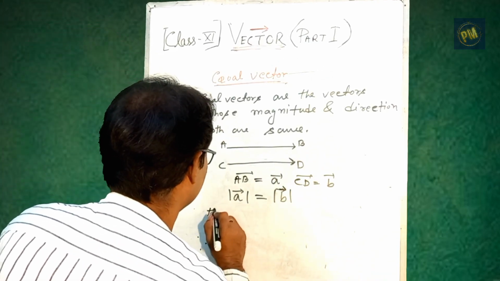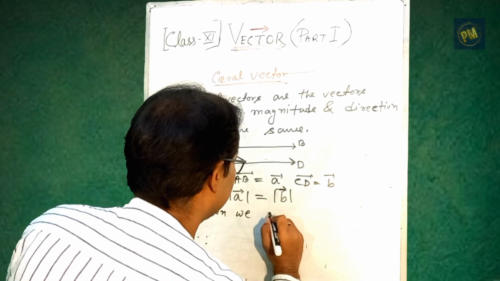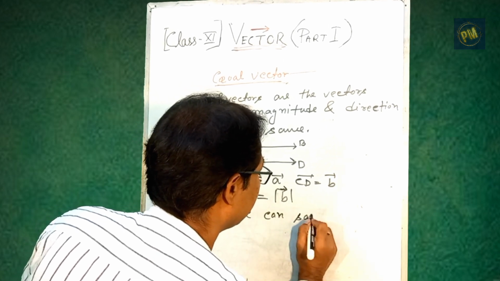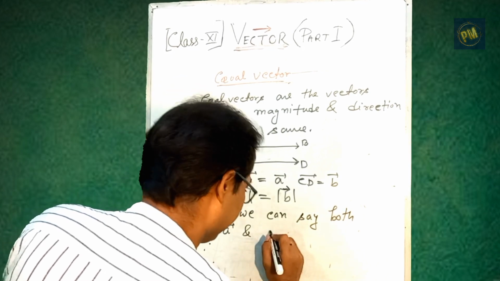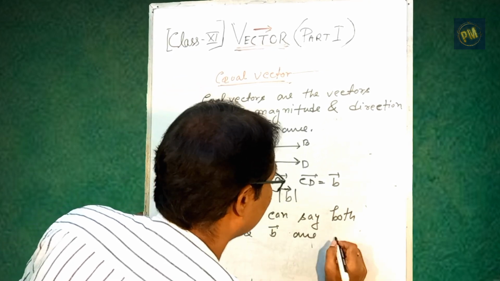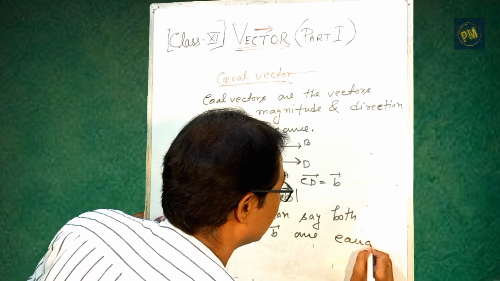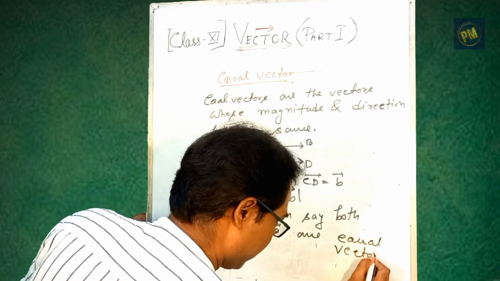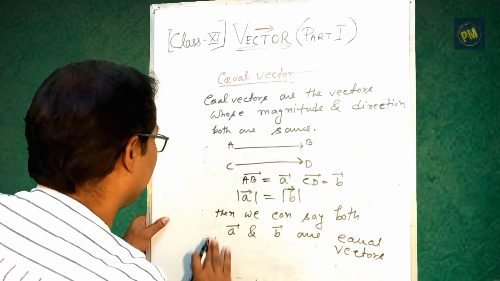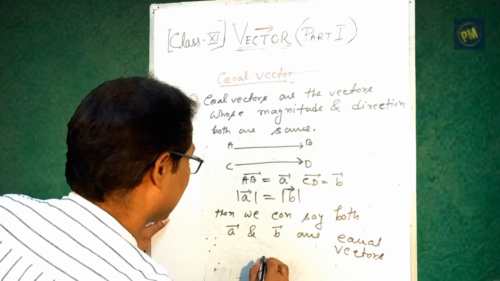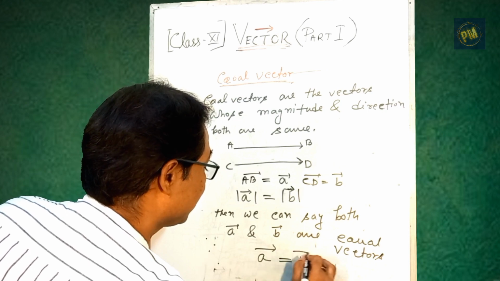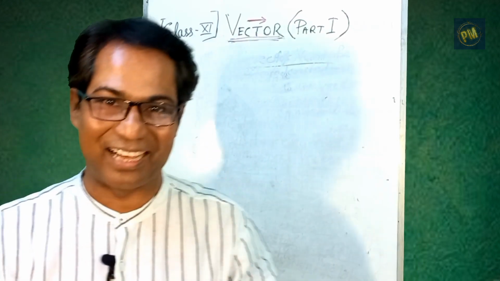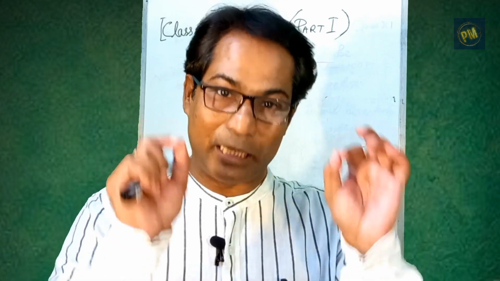Then we can say both vector A and vector B are equal vectors. We can represent the equal vectors with the following example: A is equal to B. Now we discuss another type of vectors, equal and opposite vectors.